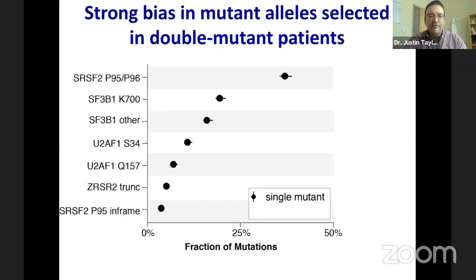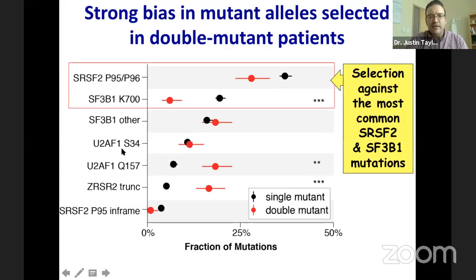We did, however, find that there was a bias in the mutant alleles selected for in the double mutant patients. So I'm showing here the single mutant patients. Remember, this is 4,000 some patients, and the representation of the splicing factor mutant alleles. So again, SRSF2 P95 is the hotspot in that gene. SF3B1 K700E is the most common hotspot in SF3B1, and then we grouped that against all others.